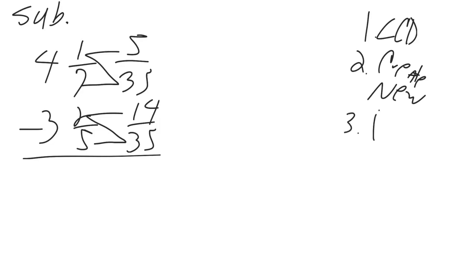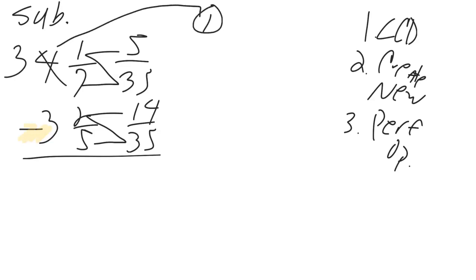Now we're going to do step 3, which is perform the operation, which in this case is subtraction, and so we're just going to do that. But now we run into a problem here, because at this level of math you cannot subtract 14 from 5. So you have to come over here and borrow. So I'm going to borrow 1 from that 4, and that becomes a 3. And then that 1 that I borrow, and here I want you to pay very close attention.